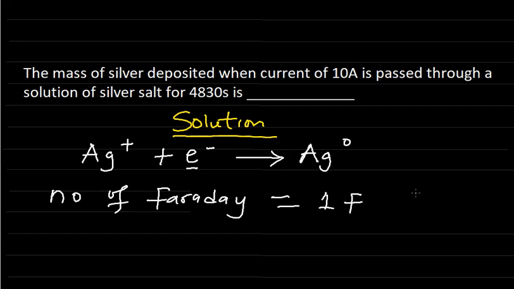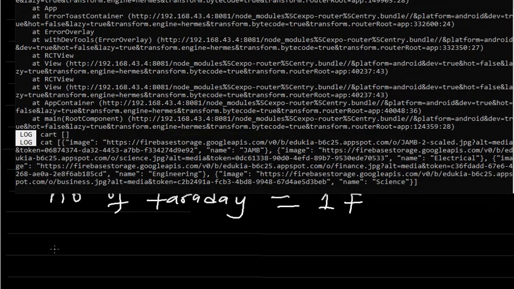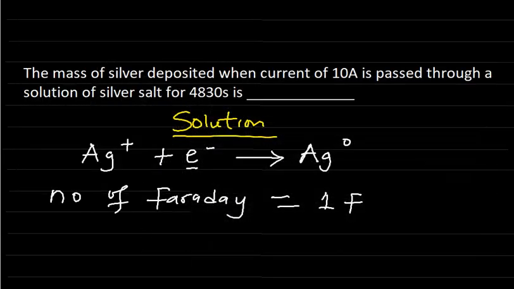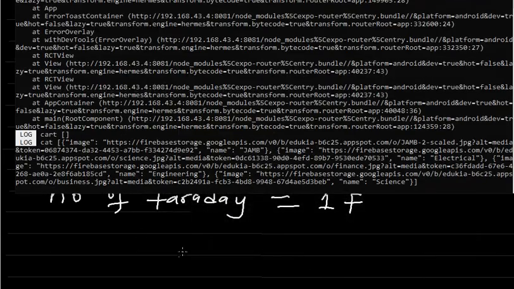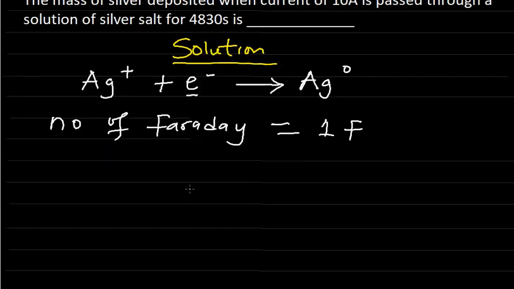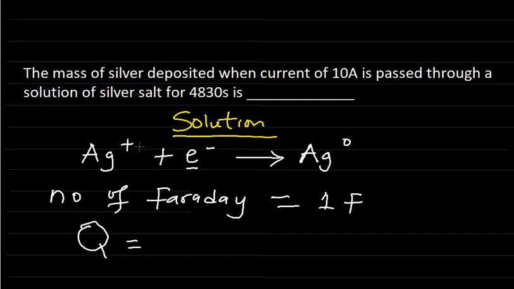Of course, you know exactly what the next step is. The next step is we are going to evaluate the quantity of electricity. This time around, the quantity of electricity that was supplied wasn't given directly. We have to calculate it. Why? Because the current and the time were given.